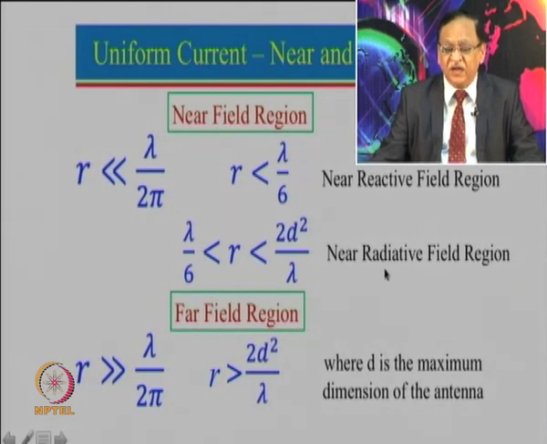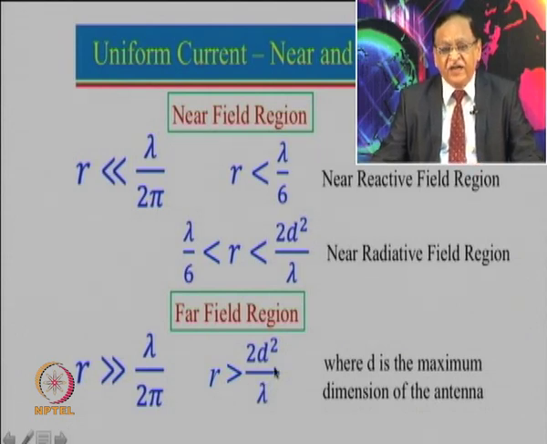So, that is the near reactive field region, and from lambda by 6 up to this distance here, that is known as the near radiative field region. Any distance which is more than this, which is r greater than 2 d square by lambda, will be the far field region. And what is d? D is the maximum dimension of the antenna. Now, one should also remember that the far field region also implies r should be much greater than lambda by 2 pi.